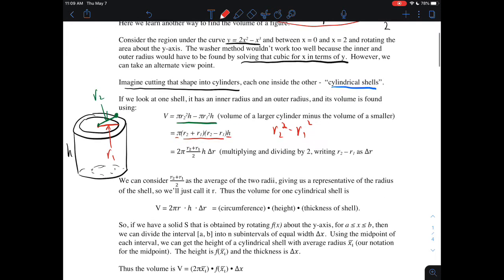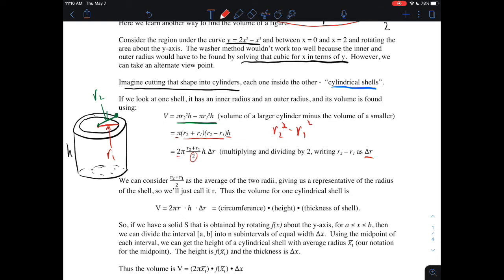So now I'm going to manipulate this a little bit more. I'm going to introduce a factor of 2 out front, but I have to compensate for that by also dividing by 2 in this fraction. So I'm really just introducing 2 over 2, but then separating it this way. And then instead of writing r2 minus r1, which is the difference of two numbers, I can represent that as a change in r. So I'm going to replace r2 minus r1 with delta r.